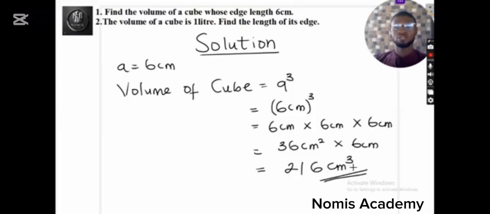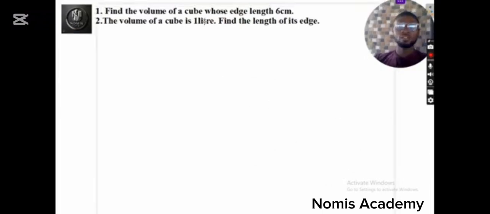So let's take question number 2. Question number 2 says the volume of a cube is 1 liter. Find the length of its edge. So this question now, when we have 1 liter, let us see how we are going to solve this. So let's go into the solution.